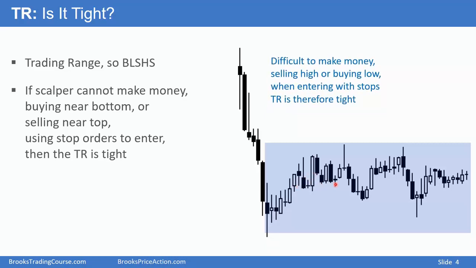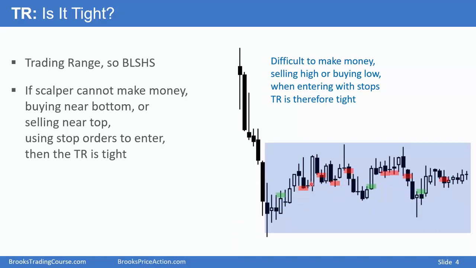Selling here, selling here, selling here, you're not making money. Buying here, buying here, not making money. Whenever it's difficult to make money, even buying low and selling high, if you're using stop orders, the trading range is tight, and therefore you should not trade.